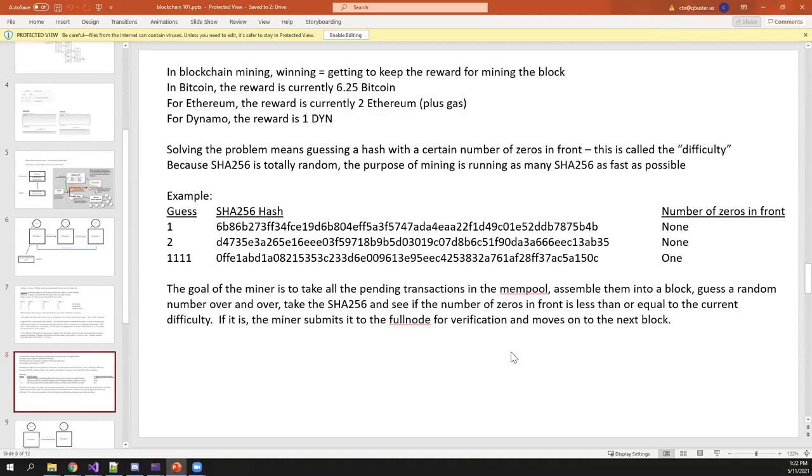So when a miner gets a problem, he says, okay, let me mix it all up and then let me just start guessing. And as soon as I guess the result, I send it back to the full node and I say, hey, I won, I guessed it. You tell me if I'm right. And then the full node tells them if they're right or not. So that's why SHA-256 is important in this implementation.